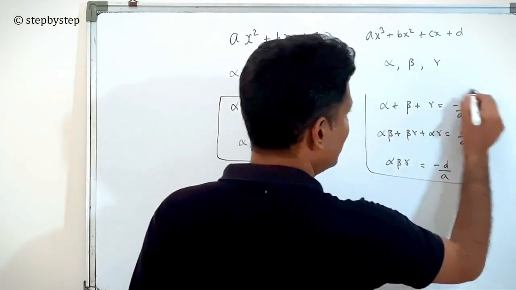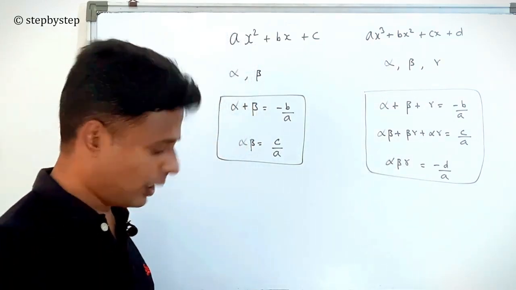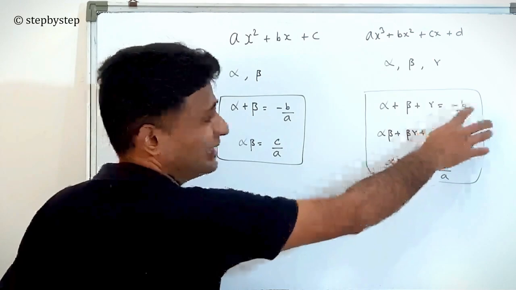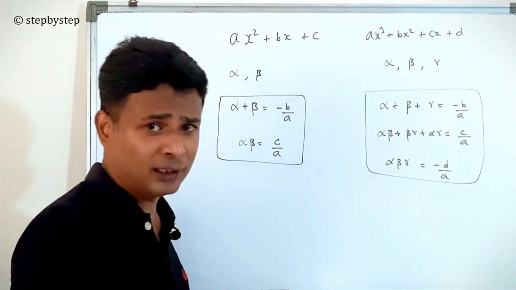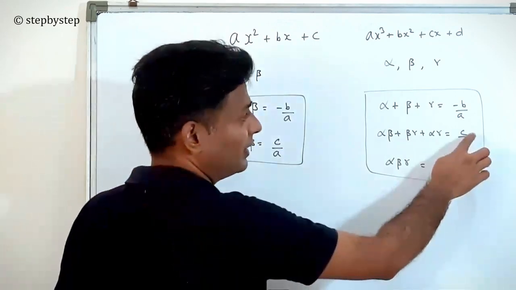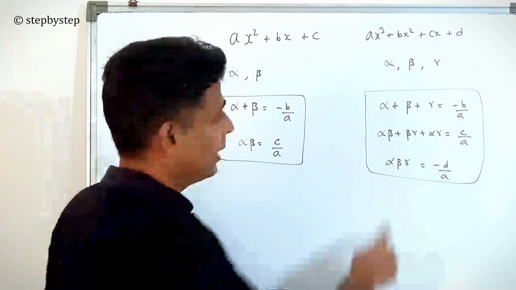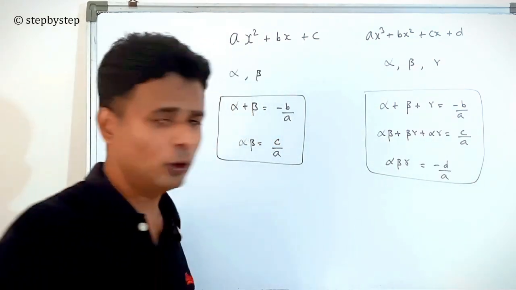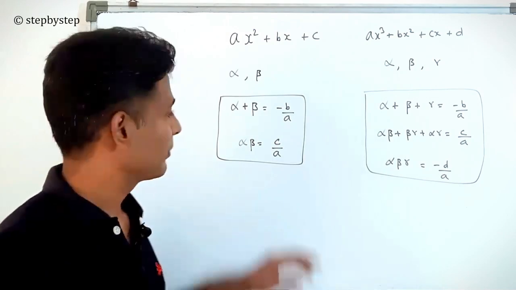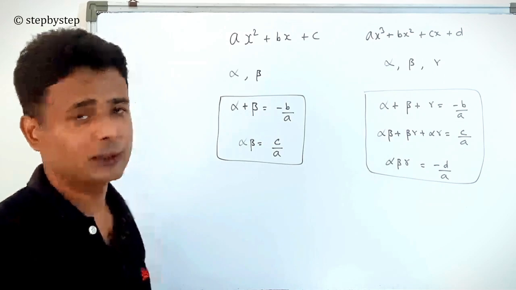So for cubic polynomials, we get three relations. If you add all three zeros, it will be the same as if you do minus b by a. If you multiply two zeros at a time and add them, the answer will always be the same as when you divide c by a, and if you multiply all three zeros, you will get the same answer as when you do minus d by a. So this is the relationship between zeros and coefficients.